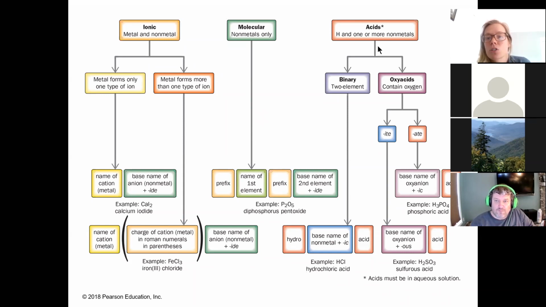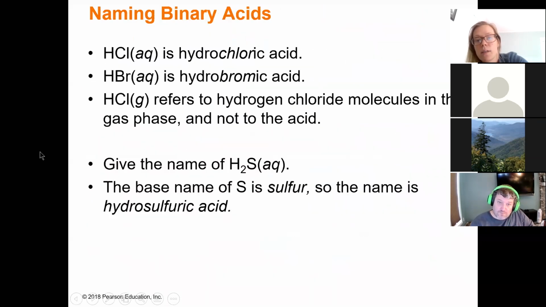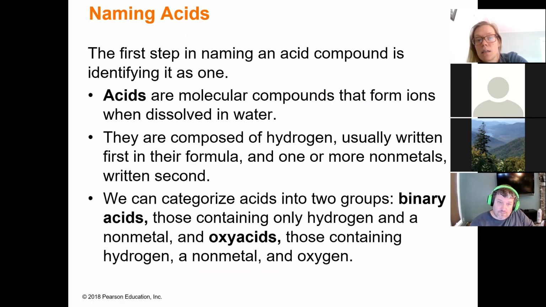All right, so this last section is acids. So how do we determine if it's an acid? For right now, our simplified definition of an acid is that it contains an H. So you have to be able to identify it. Acids are molecular compounds that form ions when dissolved in water, and they are composed of hydrogen, usually written first, with one or more nonmetals in the second position.